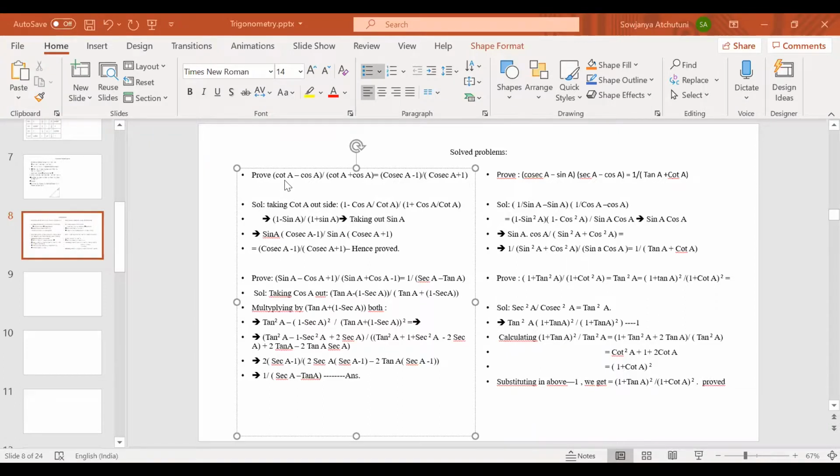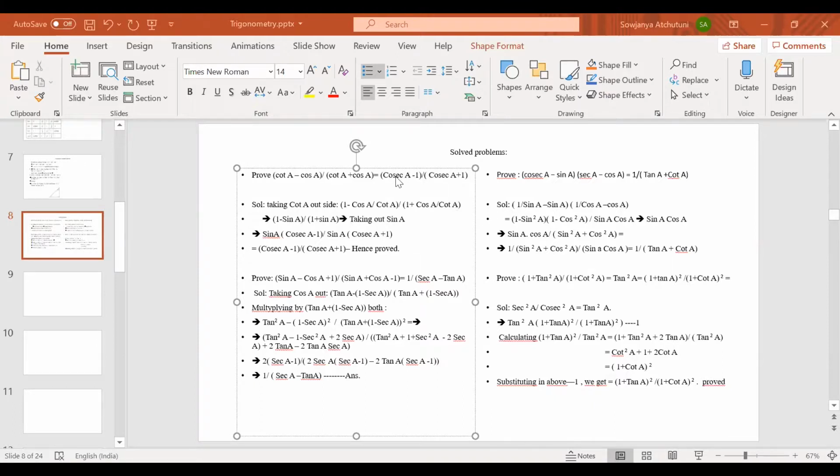Say, prove cot A minus cos A divided by cot A plus cos A is equal to cosecant A minus 1 divided by cosecant A plus 1. By seeing itself, if I take out cot A from both top and bottom, what will happen? 1 minus cos A by cot A divided by 1 plus cos A by cot A. So cos A by cot A is sin A. So cos A gets cancelled out. It becomes 1 minus sin A by 1 plus sin A. So this is the answer.